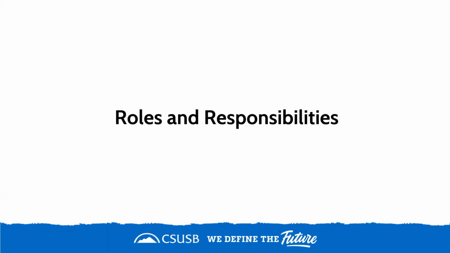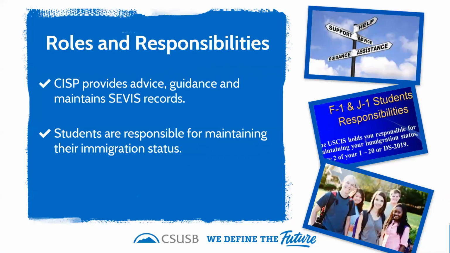So what are some of the roles and responsibilities when it comes to maintaining immigration status? CISP is here to help serve your immigration needs and to help you maintain your immigration status. But the bulk of the responsibility on maintaining the immigration status is up to the student. For example, students should make sure that they are enrolled in the required number of units. Keep all valid immigration documents and abide by state and federal laws at all times.